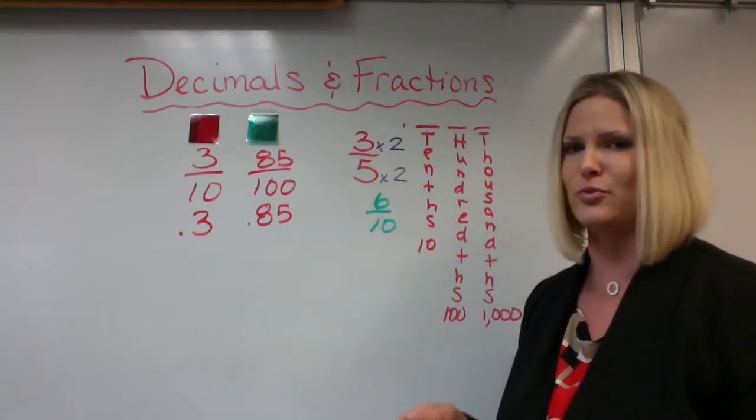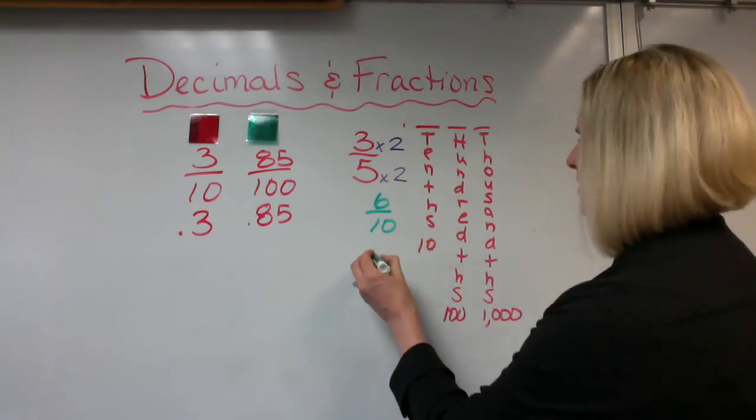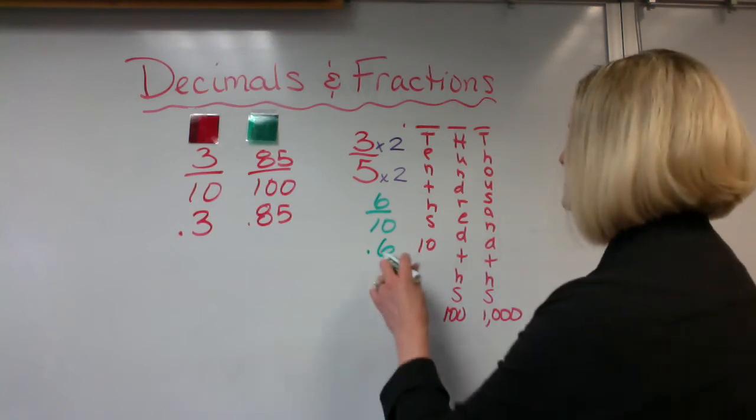Okay, so now that we've got that, they're equivalent, they're going to be taking up the same amount of space, but if you say the fraction 6/10, then you can clearly see the decimal that goes along with that, which would be 0.6. I did it again, so 6/10.